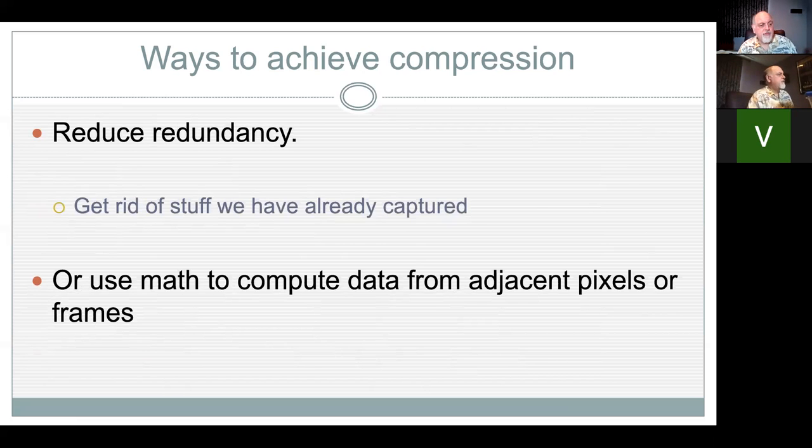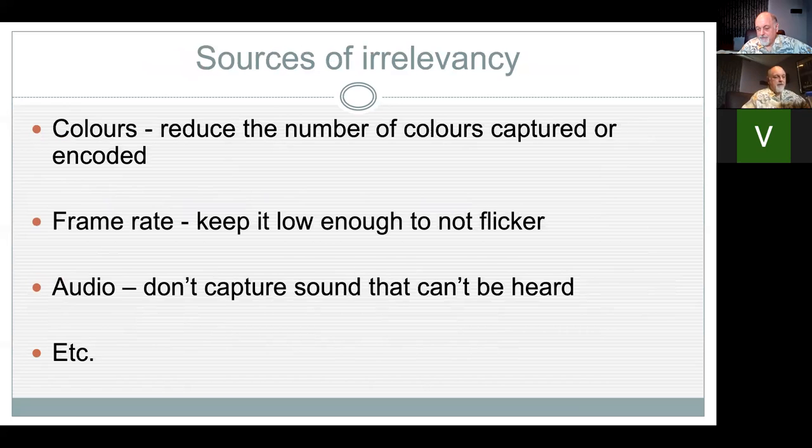The other way to do it is reduce redundancy. In other words, get rid of stuff we've already captured. This is the key of MPEG. What MPEG does is it calculates using adjacent pixels or frames, and if we've already captured that information, it just doesn't capture it again. We'll explain a bit about that in a minute. You can reduce the number of colors, right? Change your bit depth. If you haven't got enough data space, change your bit depth from 10 to 8. Lower your frame rate, audio redundancy, et cetera. There are all kinds of ways you can get rid of information that is irrelevant, that we don't notice.